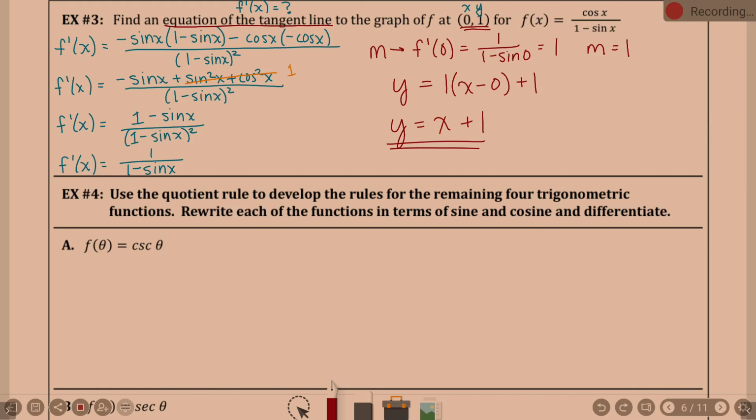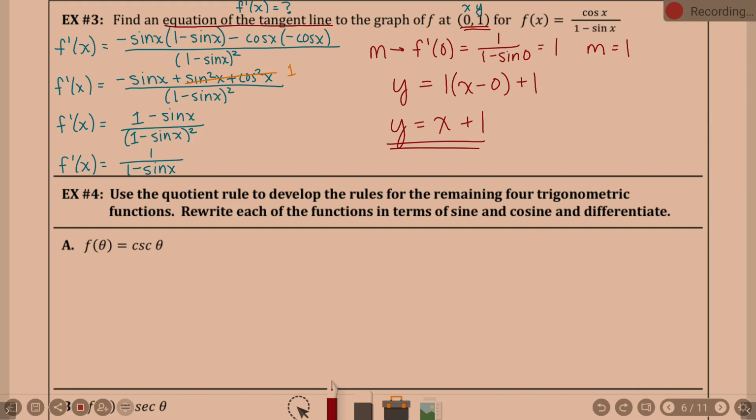We're going to do maybe half of these. I don't know, maybe I should even just do one. We'll see. They ask us to use the quotient rule to develop the rules for the remaining trig functions. You know the derivative of sine right now, and you know the derivative of cosine. And those are supposed to be locking into your memory. So we're going to basically develop them, use a proof, rewrite each of the functions in terms of sine and cosine, and then differentiate.